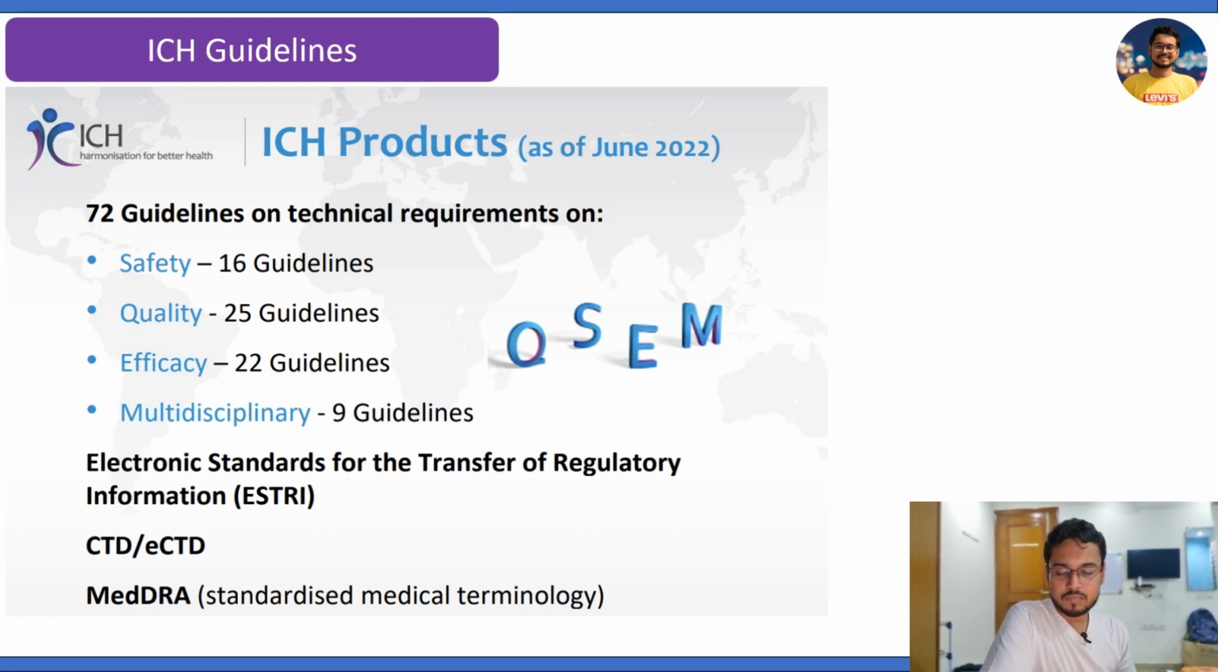Okay. And finally, one of the fantastic products of ICH, that is MedDRA. MedDRA is nothing but a system by which adverse drug effects are reported in a coded way, so that the data is not lost, and there is no duplication of data. Okay, so this is MedDRA. So these are the main ICH products.